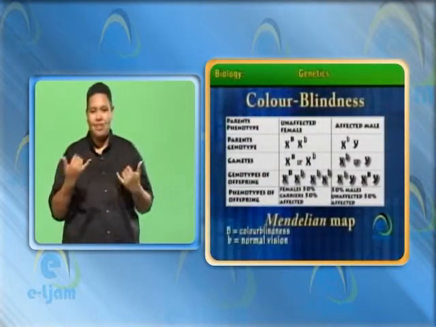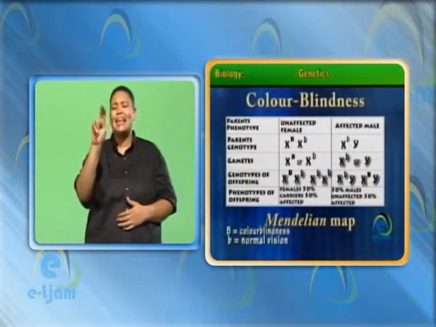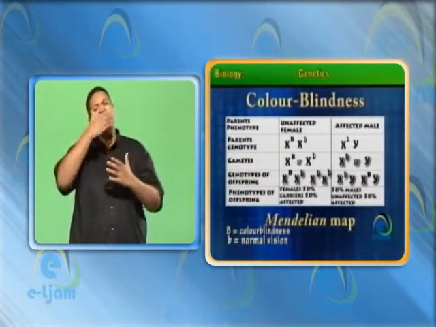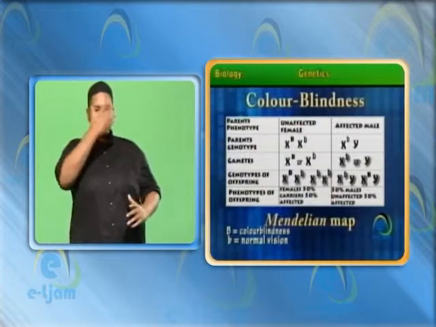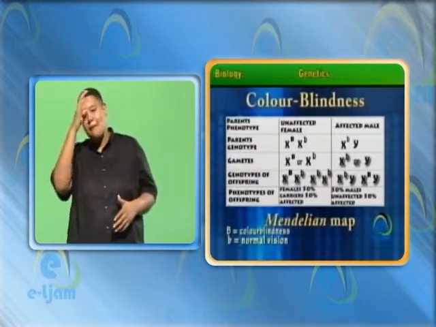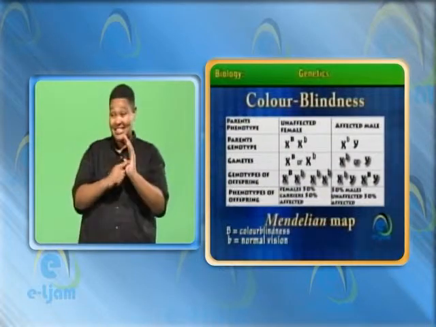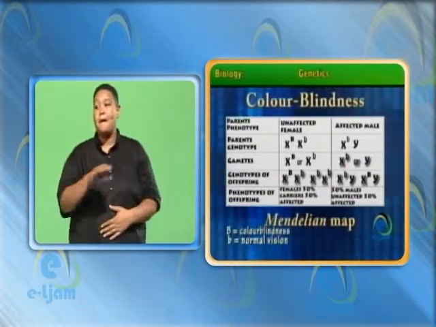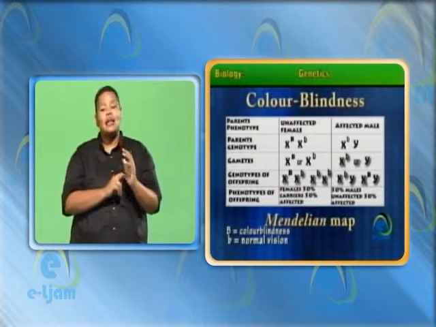Let's use a Mendelian map to show what would be the expected phenotypic ratio, physical manifestation, of children from a carrier female of colorblindness and a colorblind male. In this example, let B represent normal vision and b represent colorblindness.